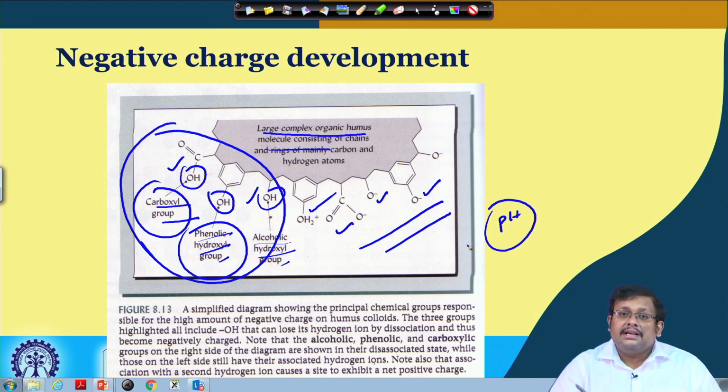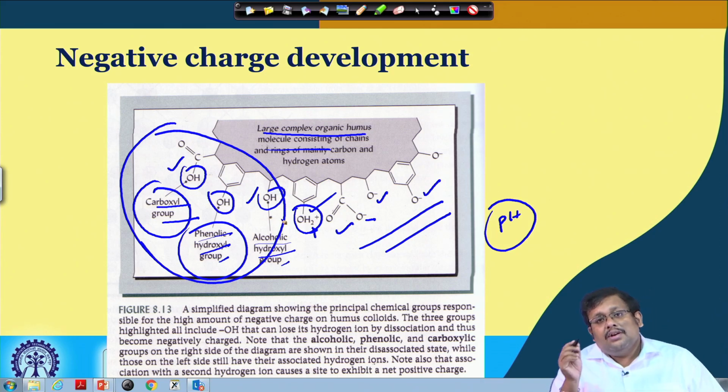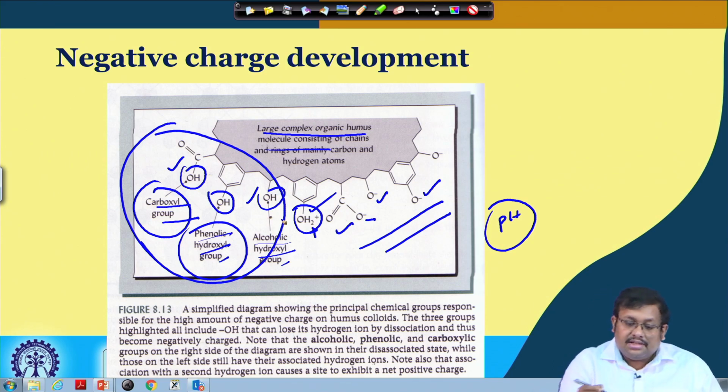This is not a permanent charge, this is a pH dependent charge or variable charge, and as a result of that you can see either the development of negative charge or the presence of positive charge, as we have seen in case of clay mineral, depending on the surrounding pH conditions. So, association of the second hydrogen ions, as you can see here, can also produce net positive charge. This is why the charge which is developed in the soil organic matter is known as the variable charge. It is not a structural charge.